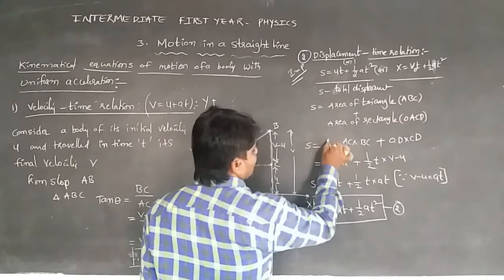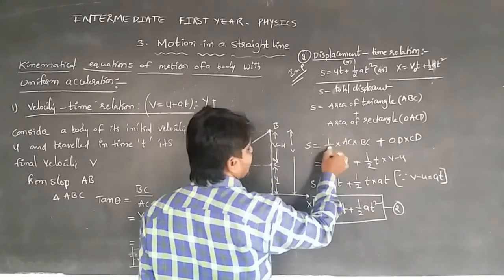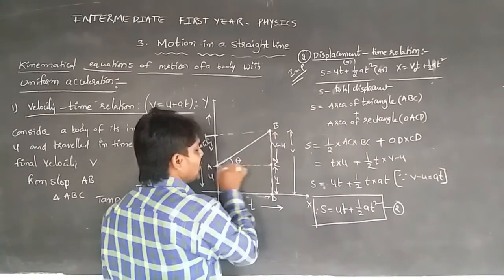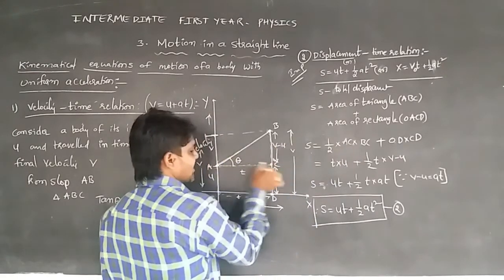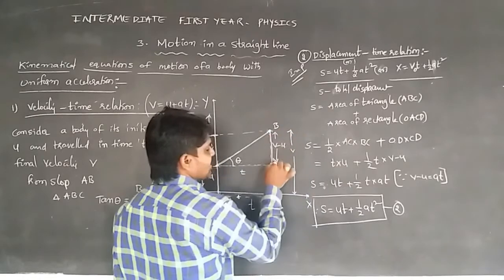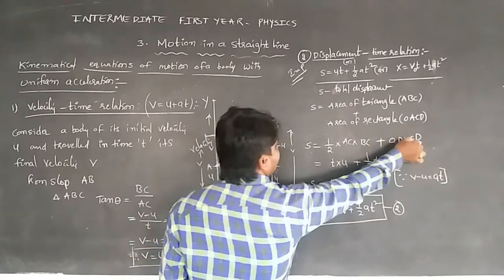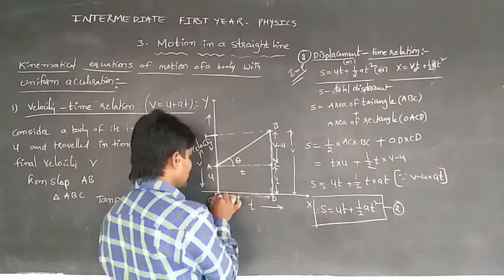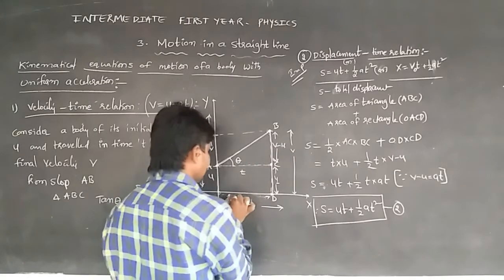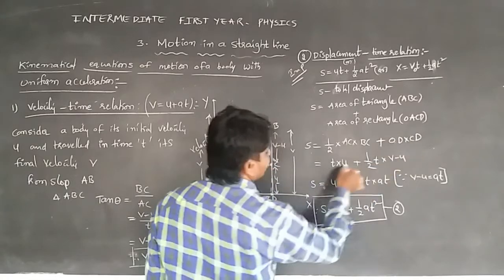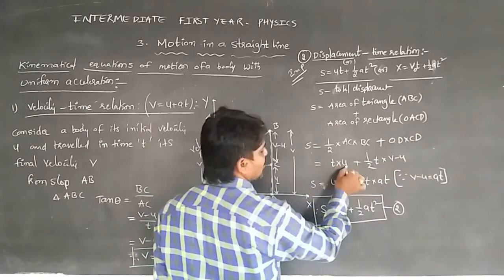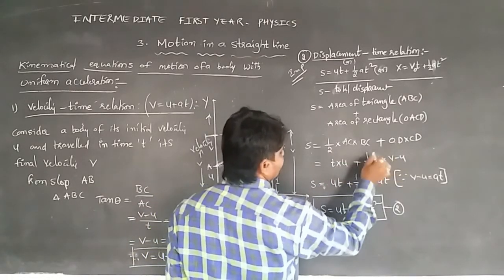So S is equal to the area of the triangle, half into length into breadth, that is half into AC and BC, plus the area of the rectangle, length into breadth, which is CD into OD. From that we can write T into U plus half of T into V minus U.